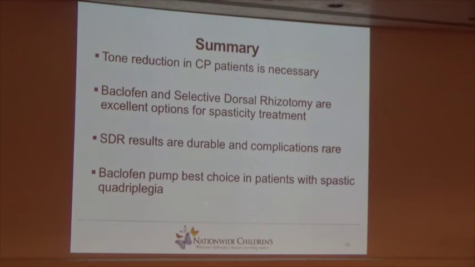Now, in summary, we'll go through the main take-home points. Tone reduction in CP is necessary, a statement that you can all agree with. Baclofen and selective dorsal rhizotomy are excellent options for spasticity treatment. These treatment choices need to be defined based on each of the particular types of movement disorders. We are still struggling with the long-term studies and large volume studies that are really able to tell patients and families what the exact percentages of improvement are that you can expect.